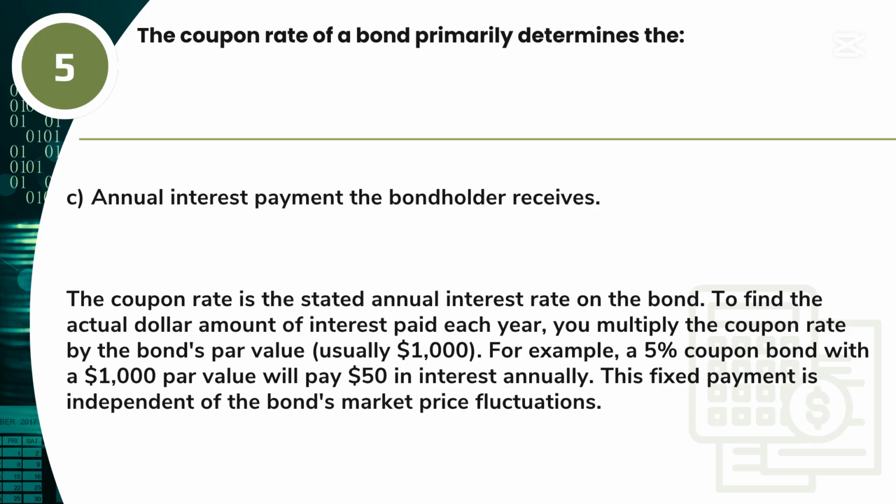The coupon rate is the stated annual interest rate on the bond. To find the actual dollar amount of interest paid each year, you multiply the coupon rate by the bond's par value, usually $1,000. For example, a 5% coupon bond with a $1,000 par value will pay $50 in interest annually. This fixed payment is independent of the bond's market price fluctuations.